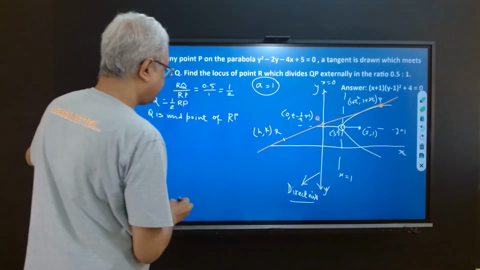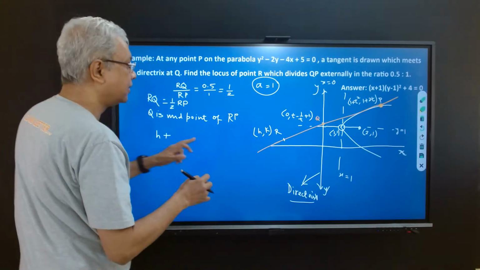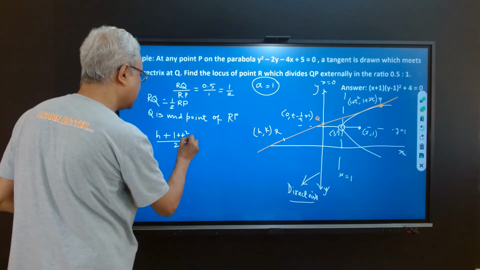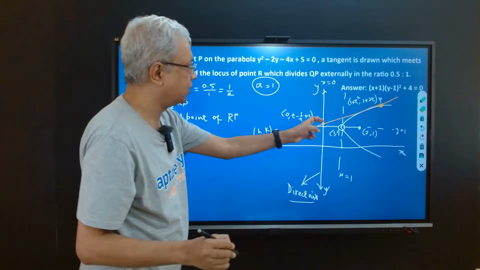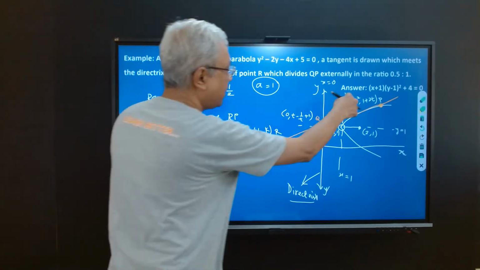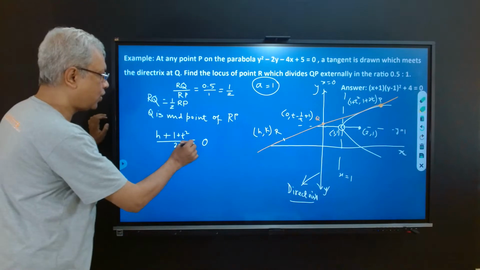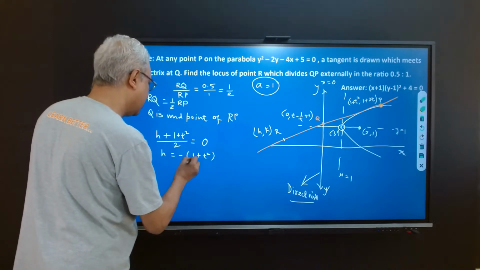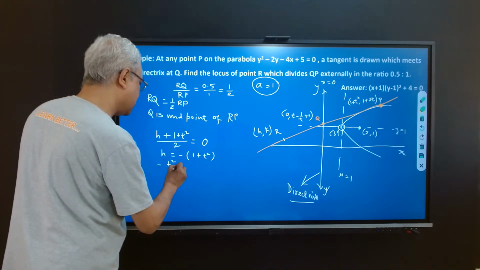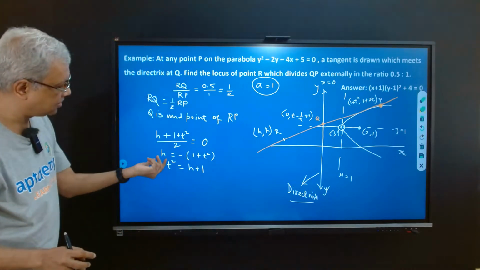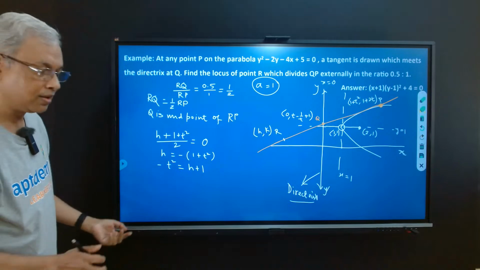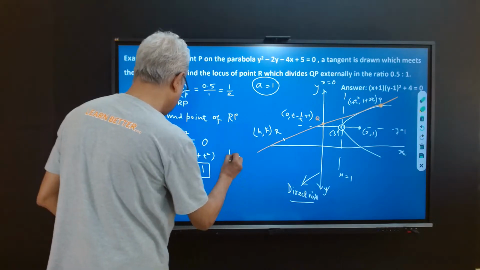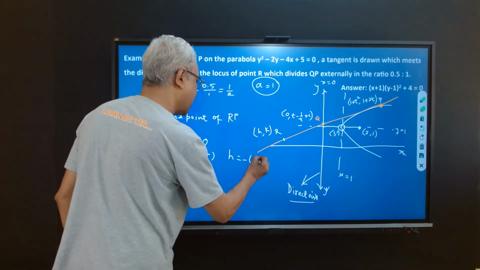So I can write (h + 1 + t²)/2 = 0, because the x-coordinate of Q is 0. So (x1 + x2)/2 is 0. So from this, h = −1 + t². So −t² = h + 1. If you take this, h + 1 = −t². This is one relation. Or better, I write h = −1 + t².